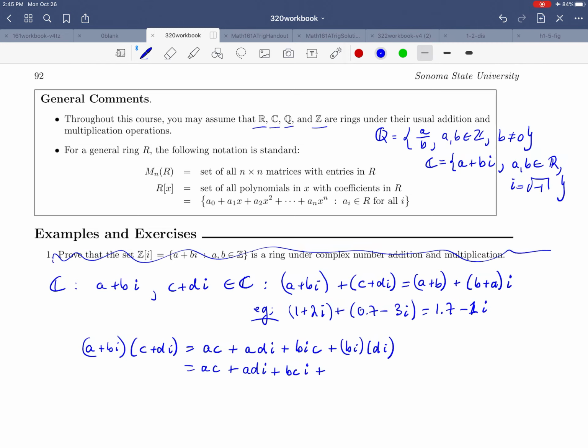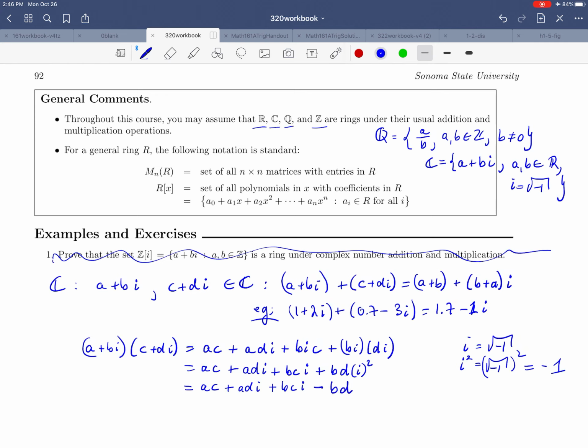And then bi times di, what is that? That is b times d times i squared. But remember that i is the square root of minus 1, and so when you're taking i and squaring it, you are taking the square root of minus 1 and squaring it, and that is minus 1. So this becomes AC plus ADi plus BCi, and then minus BD.